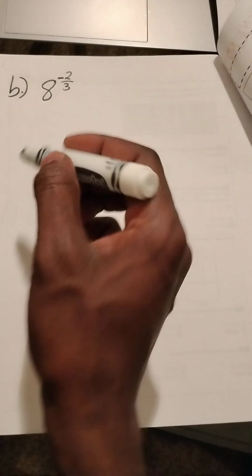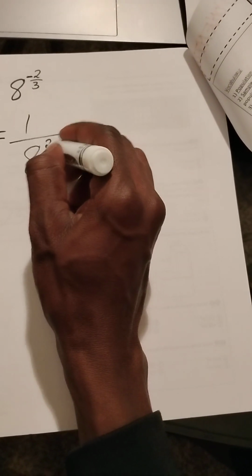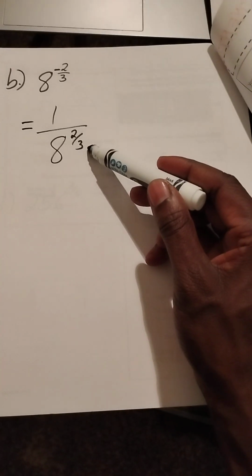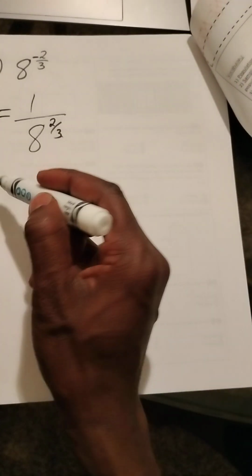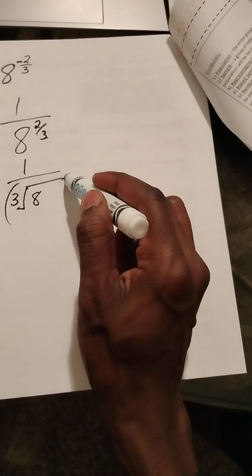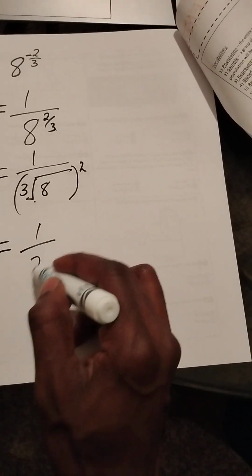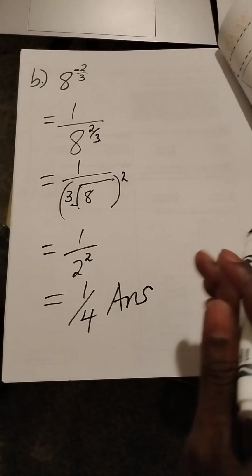Second question, question B. It is written as 8 raised to the power of negative 2 out of 3. I remove the negative by getting the reciprocal. So 1 out of 8 raised to the power of 2 out of 3. The denominator of the fractional index is 3, meaning I'm getting the cube root. So I write it as 1 out of the cube root of 8, everything squared. The cube root of 8 is 2. So 1 out of 2 squared, which is the same as 1 out of 4. That is my answer.